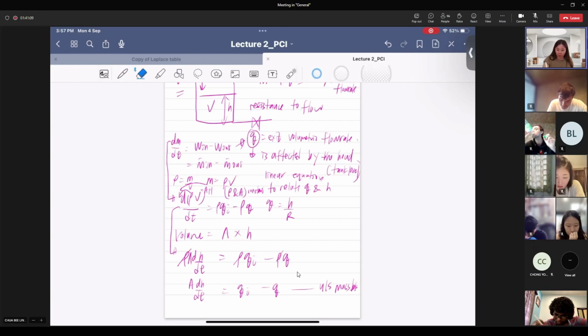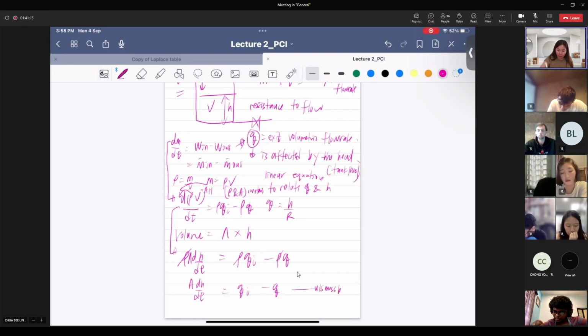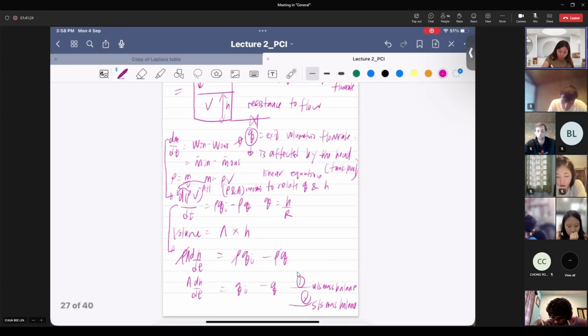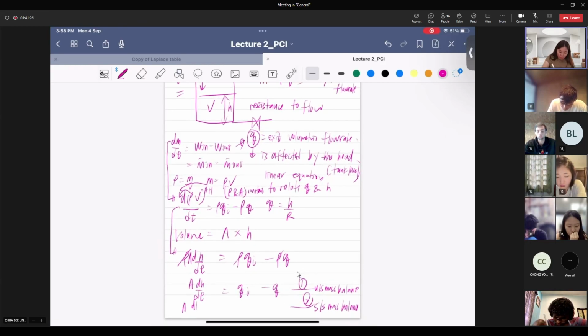So this is the unsteady state mass balance. Then derive the steady state mass balance. You'll be having equation 1, equation 2. So just add the subscript here: A dHs over dt equals Qis minus Qs. Then you use equation 1 minus equation 2.